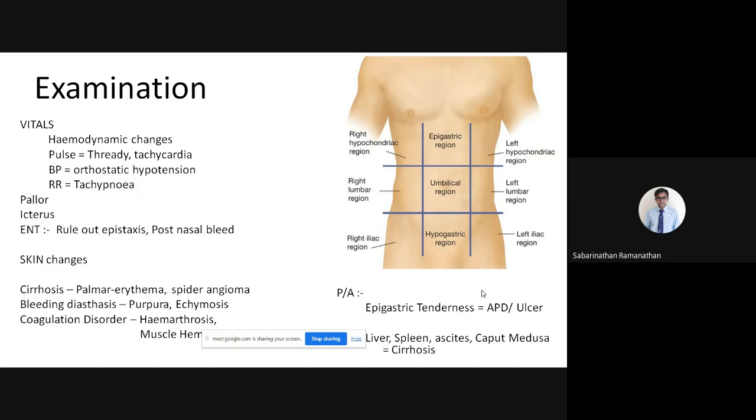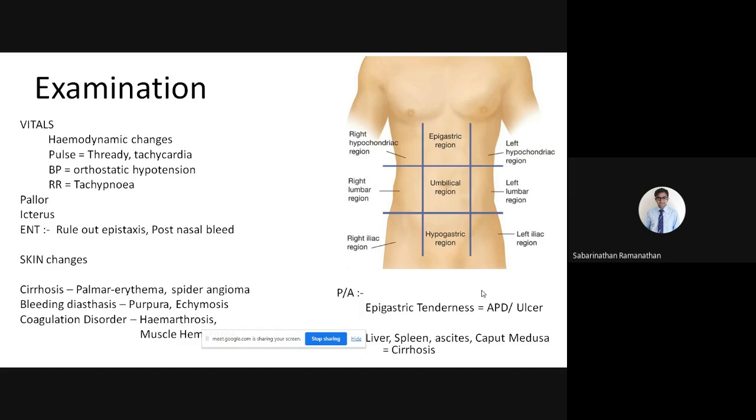And we have to look for signs of liver cell failure like palmar erythema, spider angioma, and bleeding diathesis like purpura and ecchymosis, as I said, and coagulation disorders, hemarthrosis, and muscle hematoma. All these things are very important when we deal with patients with upper GI bleed. The clinical examination will give the accurate clue.